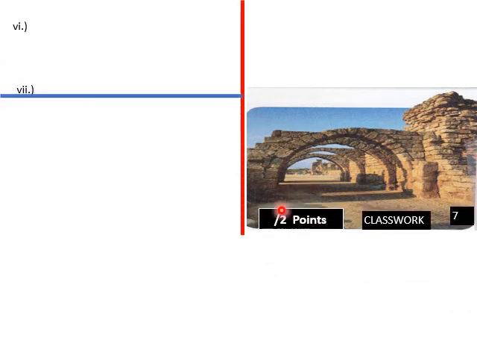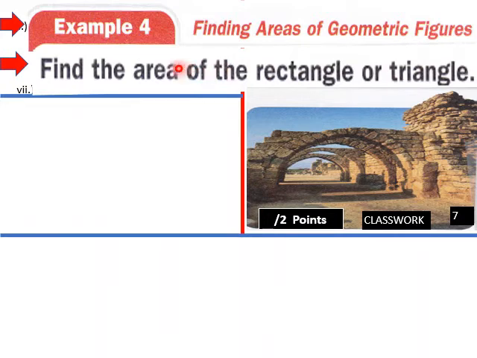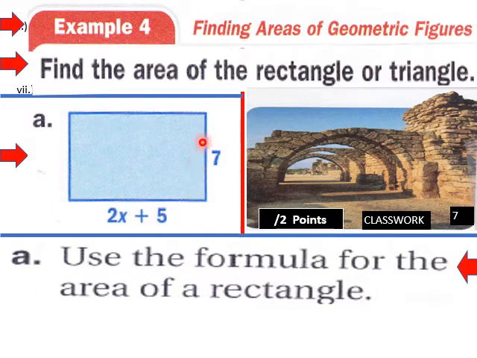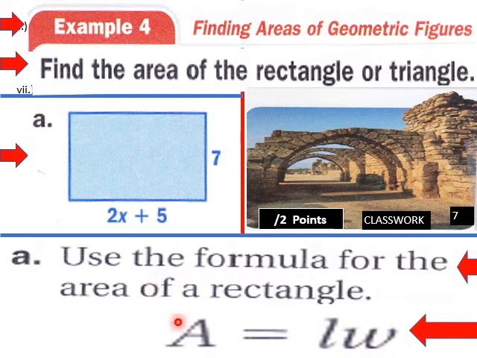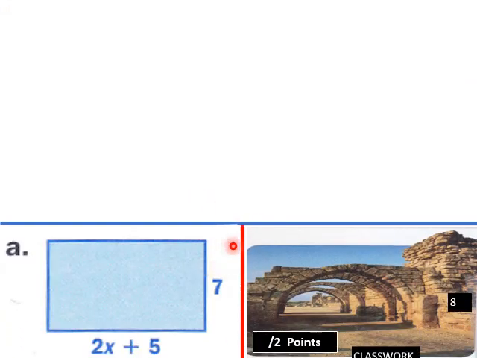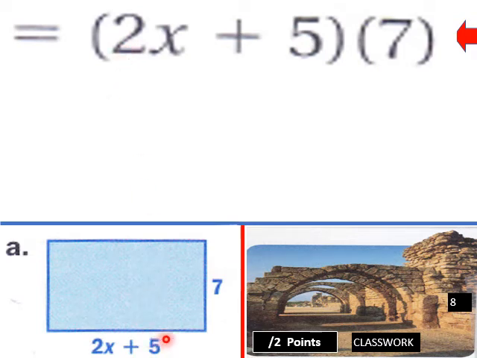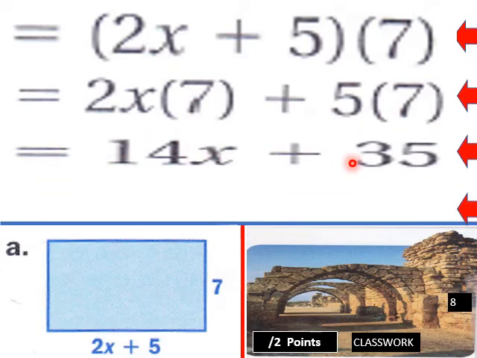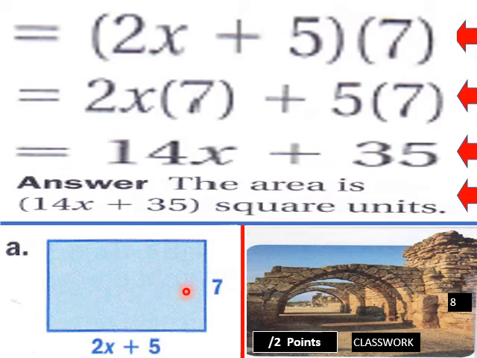And moving into our next example here. Finding areas of geometric figures. Find the area of the rectangle or triangle. In this case, it's a rectangle here. So we have 2x plus 5 and then 7 here. Use the formula for the area of a rectangle. So area equals L times W, length times width. I guess this is length, and this would be width here. So find the area of this rectangle. We have 2x plus 5 times 7. To distribute our 7 into the parentheses, we have 2x times 7 plus 5 times 7. This becomes 14x plus 35. So the area of this rectangle is 14x plus 35 square units.